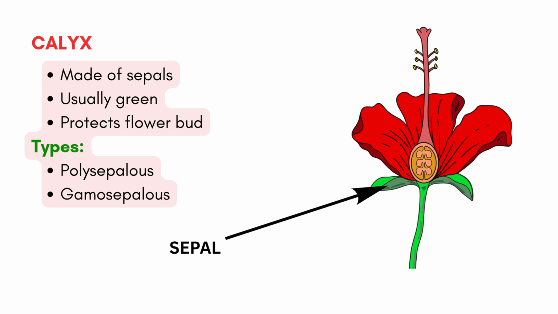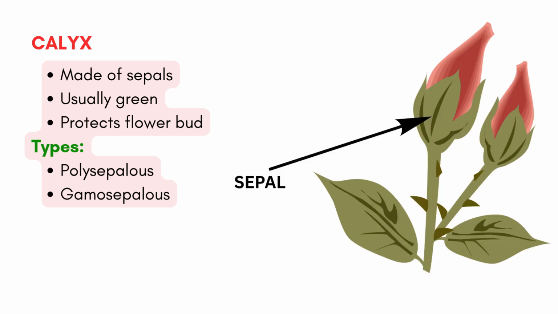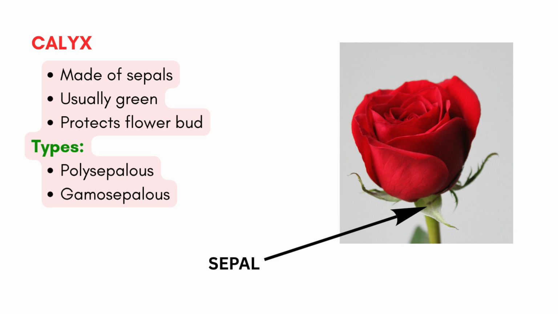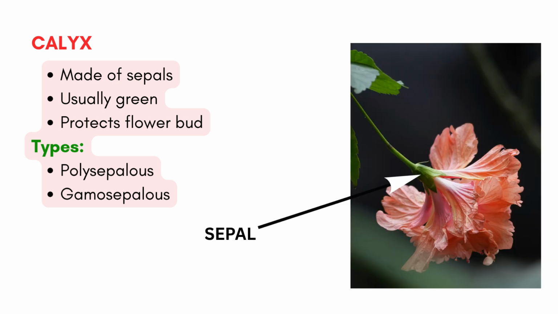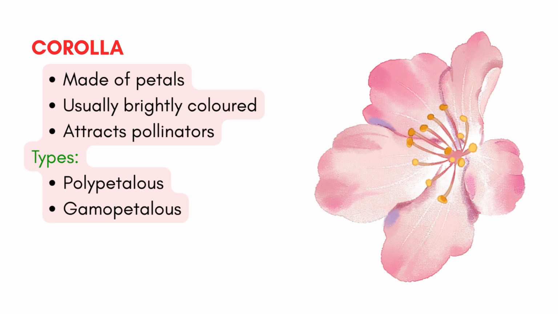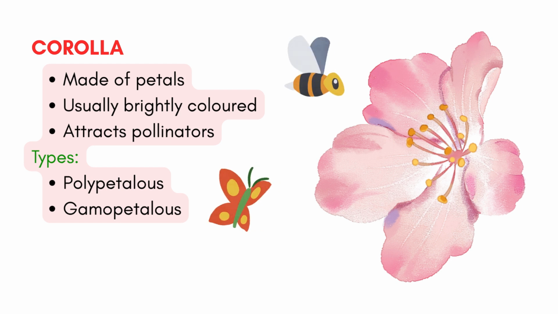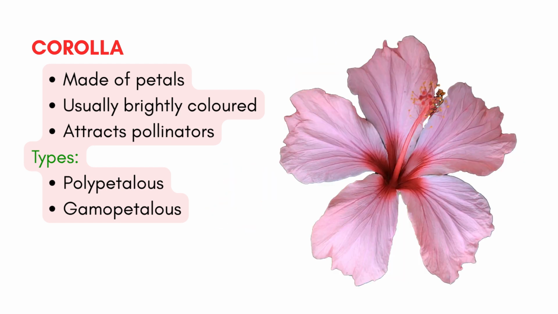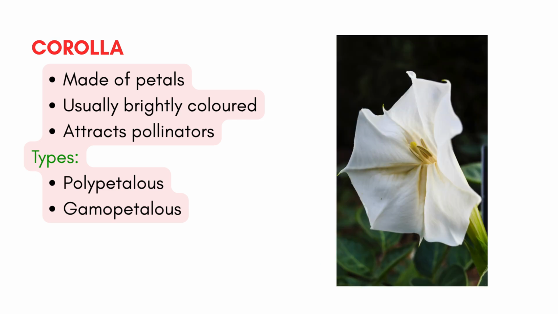The calyx is made up of sepals, usually green in color, and protects the flower in the bud stage. Sepals can be free, called polysepalous, or fused, called gamosepalous. The corolla consists of petals, which are usually bright in color to attract pollinators. Petals may be free, called polypetalous, or fused, called gamopetalous.